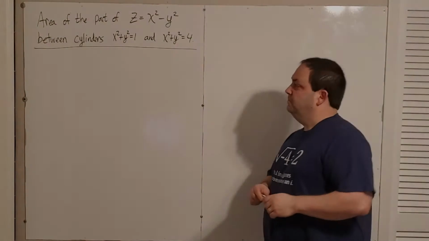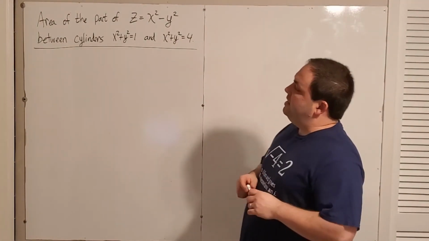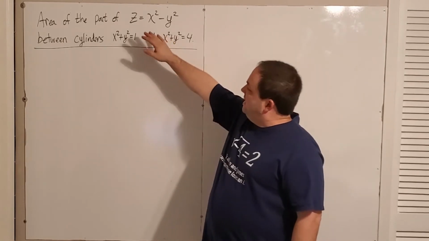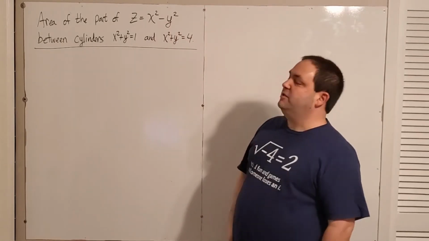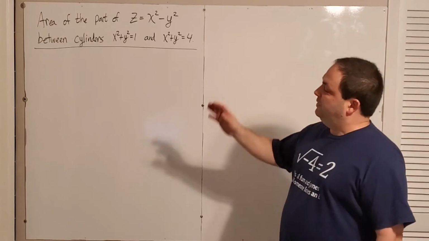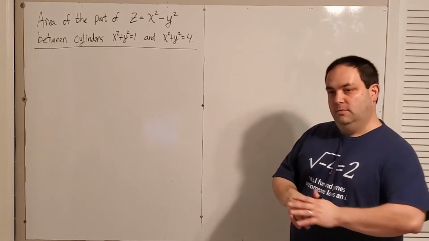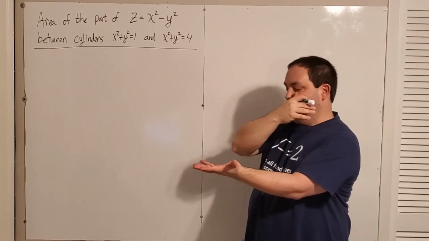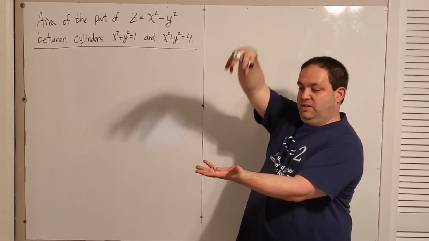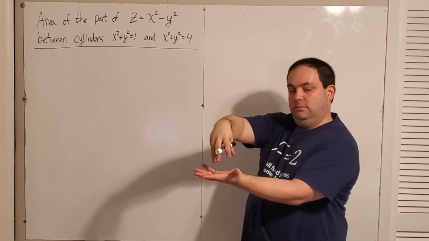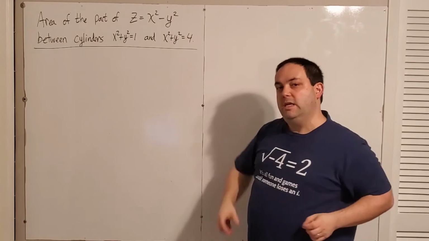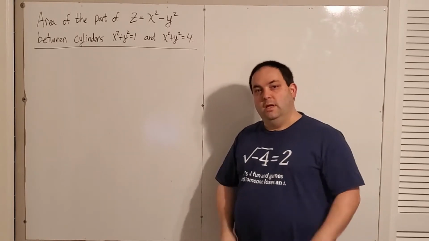Now something else. I want to find the surface area of the piece of z equals x squared minus y squared that's between two cylinders. So if you can just imagine, right, having this surface and you're going to have these two cylinders slicing into it, right? And we're going to find the piece of the surface that's in between the two cylinders. Here, take a look.